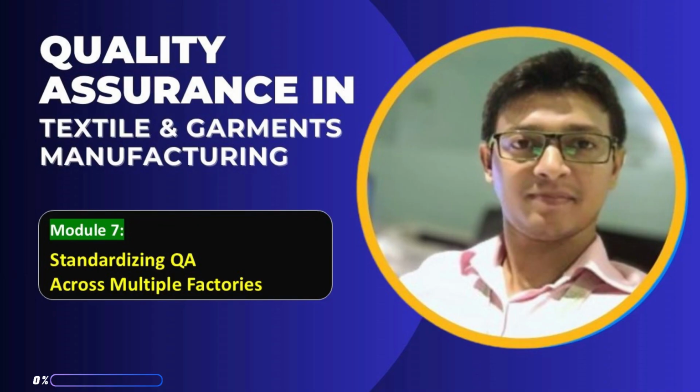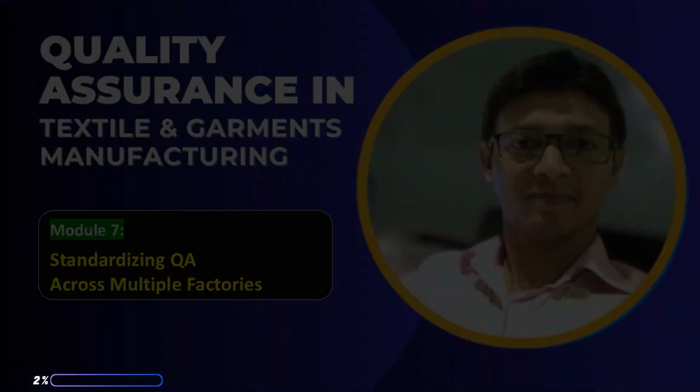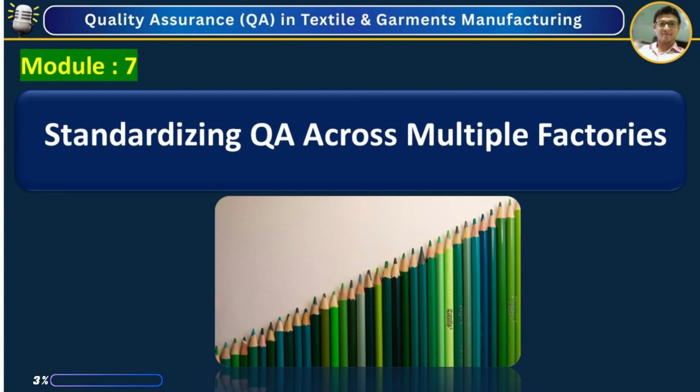Hello, and welcome to our training series on Quality Assurance in Textile and Garments Manufacturing. In today's video, we will talk about Module 7, Standardizing QA across multiple factories.